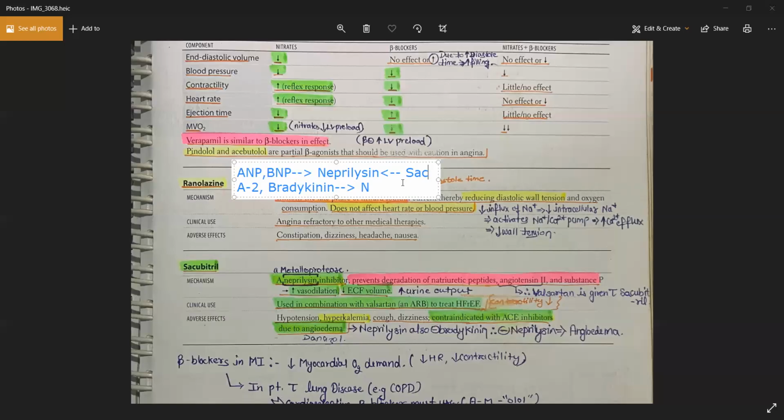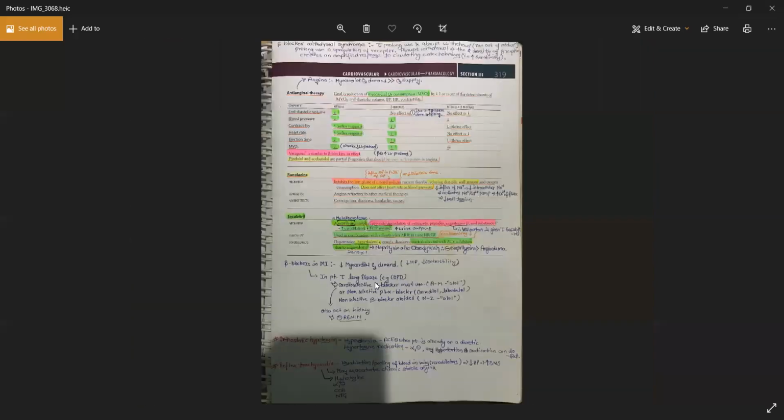So they provide in heart failure both mortality benefits and of course it will reduce the BP of the patient. So they're generally used with valsartan, the ARB, to treat heart failure with reduced ejection fraction. Is that okay? Yes, I understand. Any more doubt on this page?